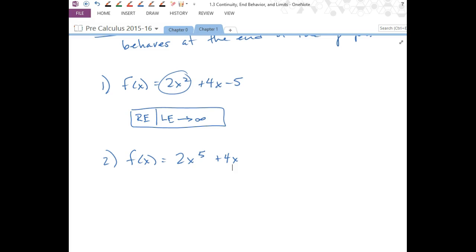It's possible if I have like 2x to the 10th that I could have a parabola that does some crazy wiggling in between and then goes back up. But in the end, it's still going to look parabolic. So I would say for this one, because I have a positive John Travolta, the right hand is up, left hand is down. I would say right end goes to positive infinity, left end goes to negative infinity.